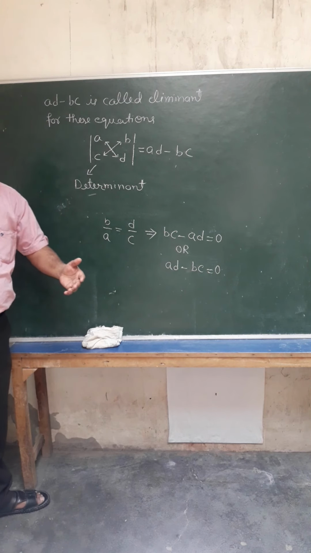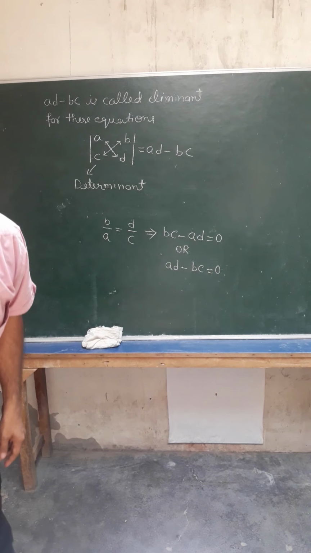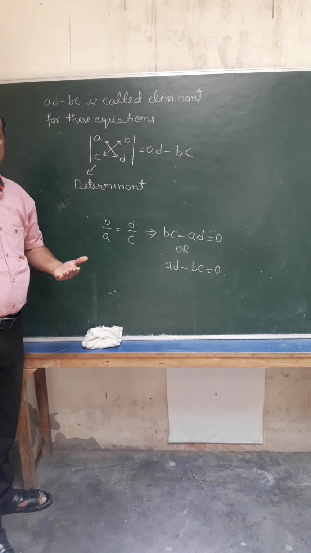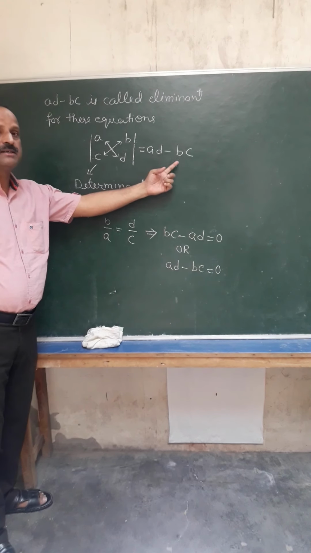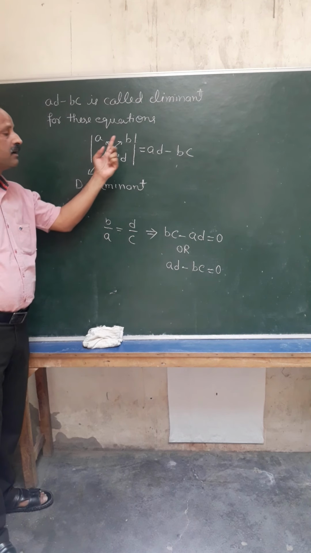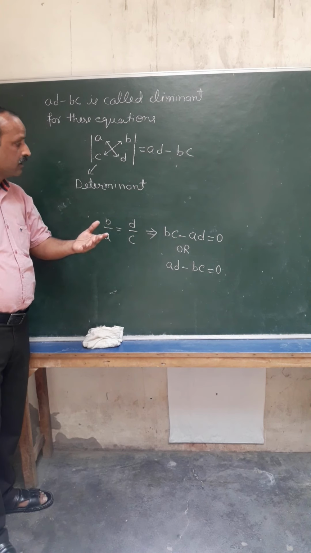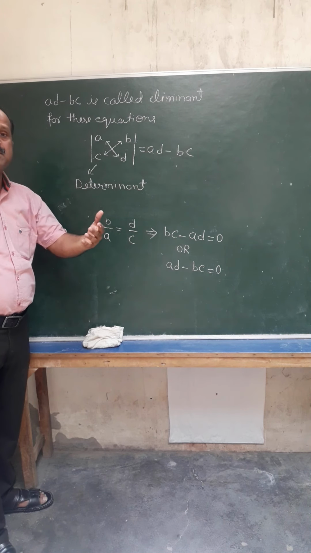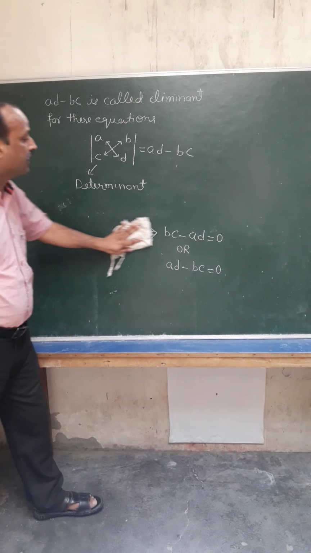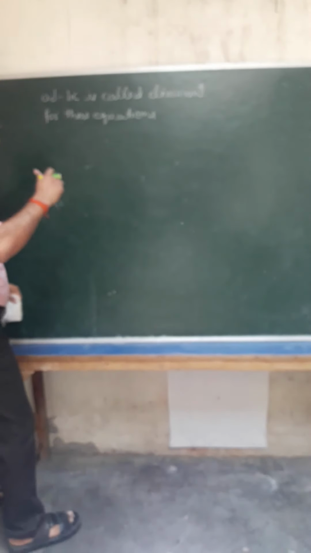Here I first explain what is the actual difference between determinant and matrix. Actually AD minus BC will be a value. So AD minus BC represents a numerical value. That is, a determinant represents a numerical value, while a matrix gives us information, and a matrix has no numerical value. Look here, I am going to write a matrix.